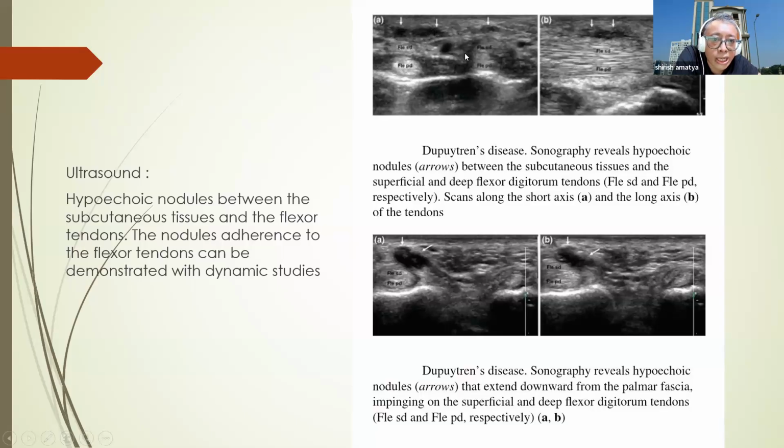Similarly, this is the short axis view. On the right side, you can see the long axis view where you can see the Dupuytren nodule lying over the flexor digitorum superficialis and profundus. So this is an example ultrasound picture of the Dupuytren contracture. In the lower side of the picture, you can see the hypoechoic nodule just over the flexor tendon, and this is extending downwards to the deeper structure. So this is a classical picture of the Dupuytren contracture.